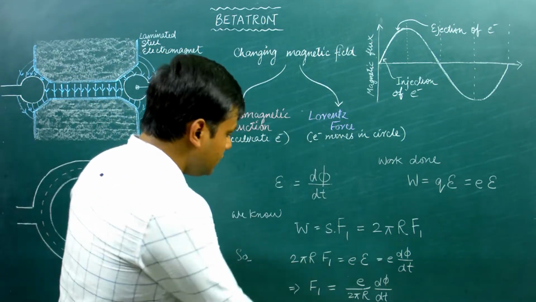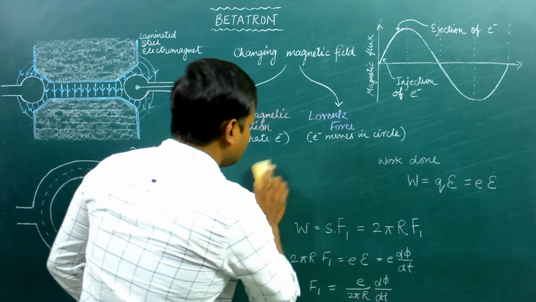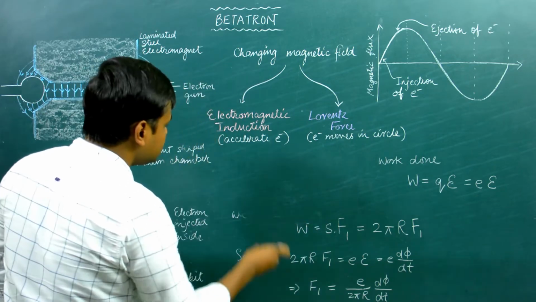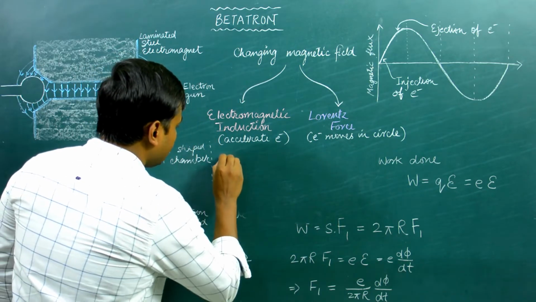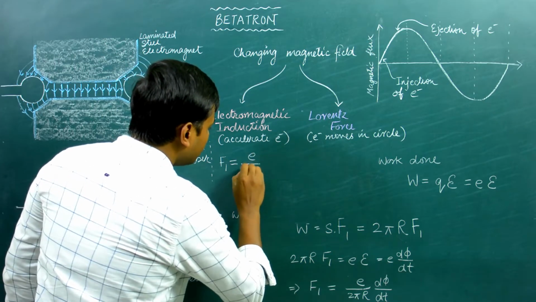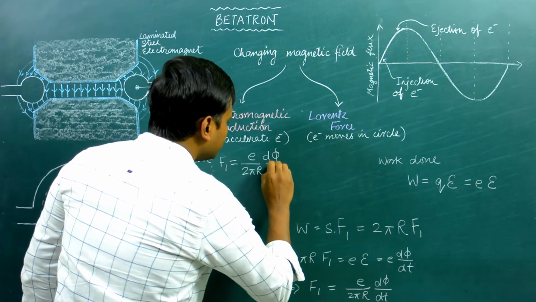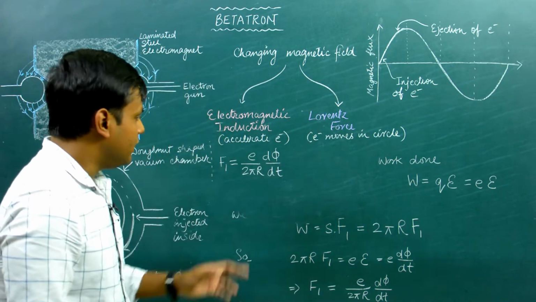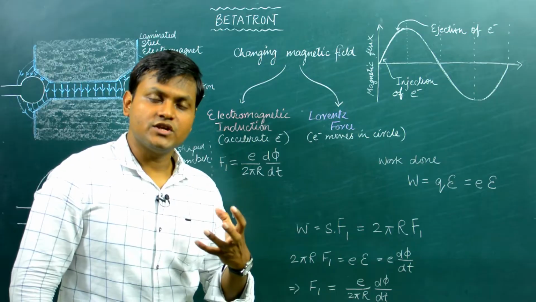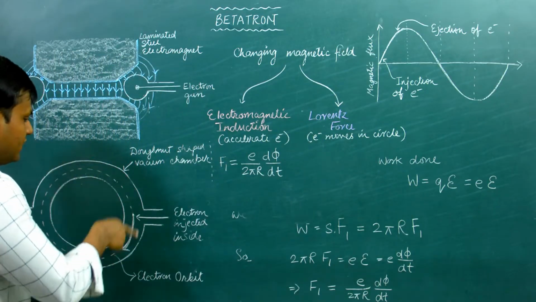Let me write down this equation here so that you can view it a little bit better. So this is the force F1 is equal to E upon 2 pi r d phi upon dt. Now this is basically the force because of the induced EMF as the electron is moving in a circular manner.